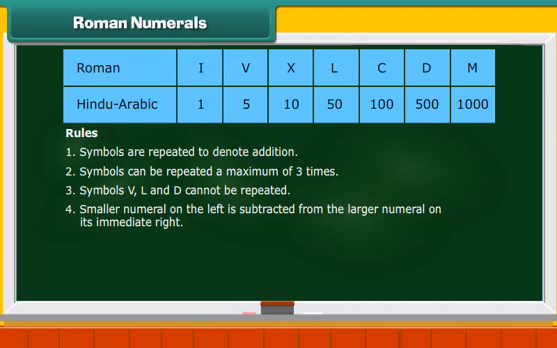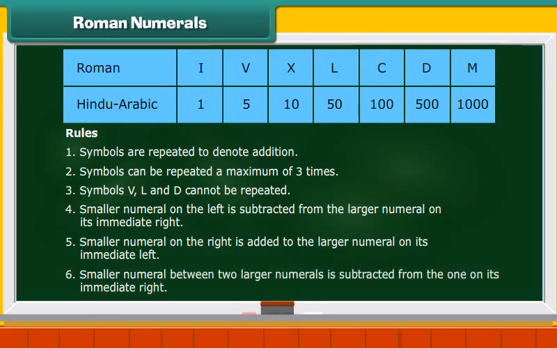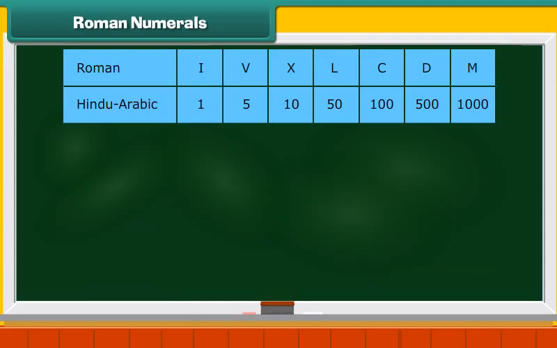Now, let us form Roman numerals from Hindu-Arabic numerals. Write the Roman equivalent of 57. L represents 50. V represents 5. Double I represents 1 plus 1, that is 2. Therefore, 57 is equal to LVII.